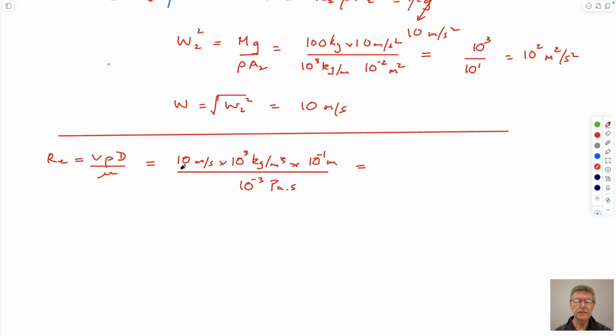And if we work those out, the 10 to the 1 and 10 to the minus 1 cancel out. So this is 10 to the 3 over 10 to the minus 3. It should be dimensionless. Pascals will be newtons per meter squared. Kilograms meters per second squared is a newton by definition, right? And so this is equal to 10 to the 6, the Reynolds number. It's by definition non-dimensional.